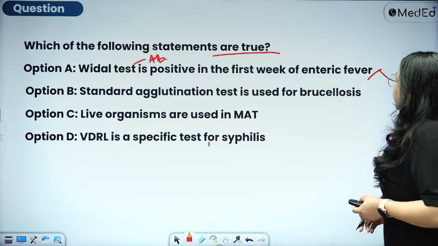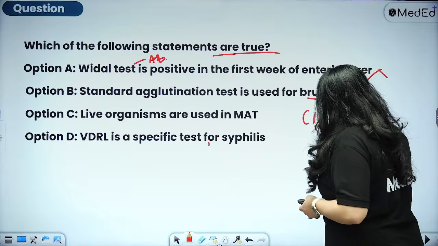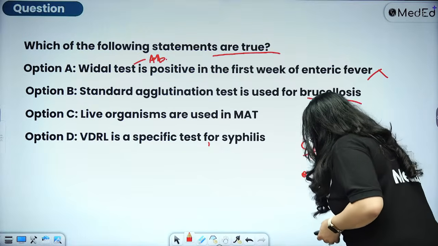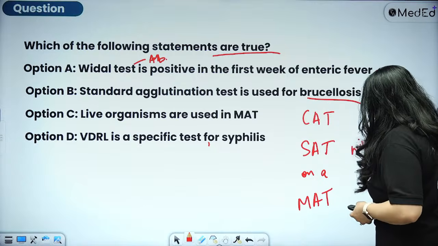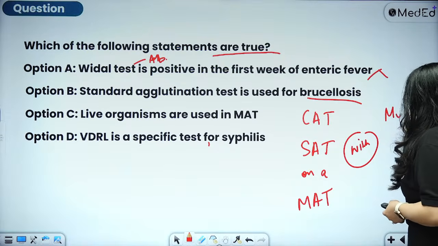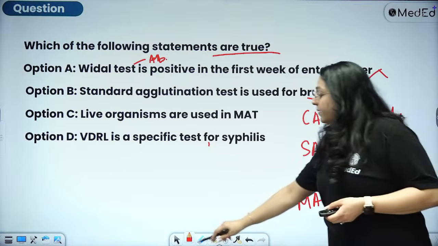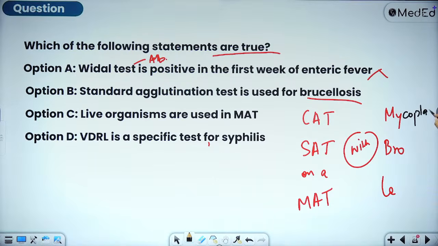Standard agglutination test is used for brucellosis. What is our mnemonic? Cat sat on a mat. Whom did she sit with? With my brother Lee. Mycoplasma, cold agglutination test.